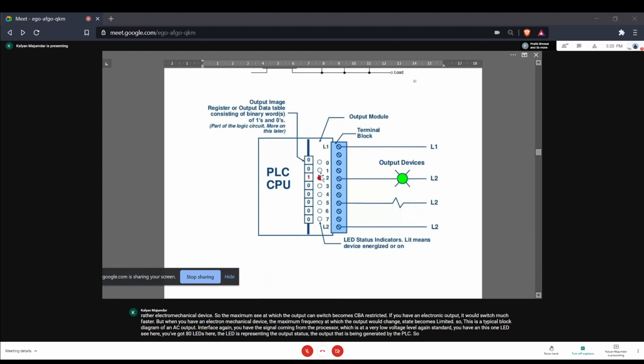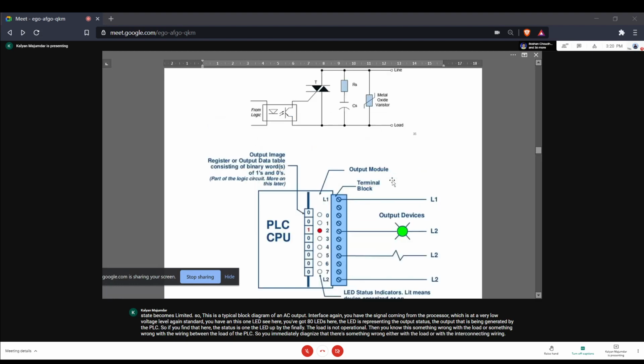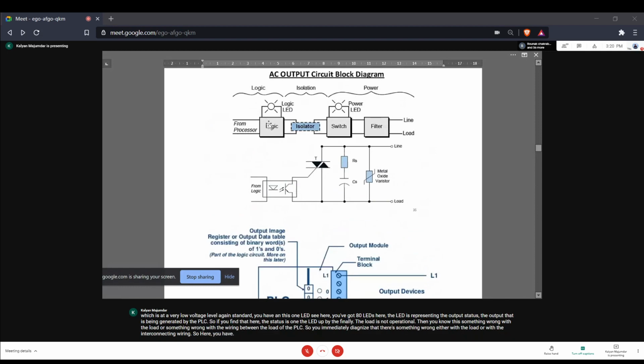So if you find that here the status is 1, the LED is lit up, but finally the load is not operational, then you know there's something wrong with the load or something wrong with the wiring between the load and the PLC. So you can immediately diagnose that there's something wrong either with the load or with the interconnecting wiring. So here you have this logic.